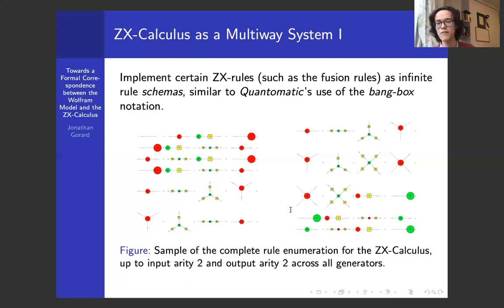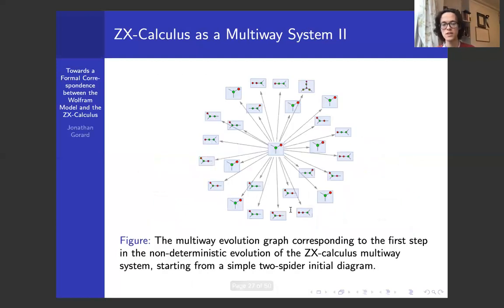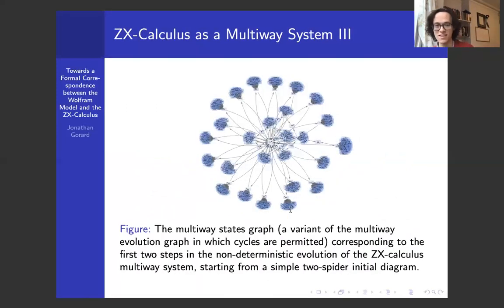But with a little bit of effort, we were able to effectively compile the ZX calculus into one of our Wolfram Model multiway systems. So this is what you get. Starting from some simple ZX diagram like this, with a Hadamard spider and a computational basis spider, you can then just say, well, what happens if I apply all possible ZX rewritings? And so after one step, I get this multiway evolution graph. After two steps, I get this somewhat more complicated multiway evolution graph.